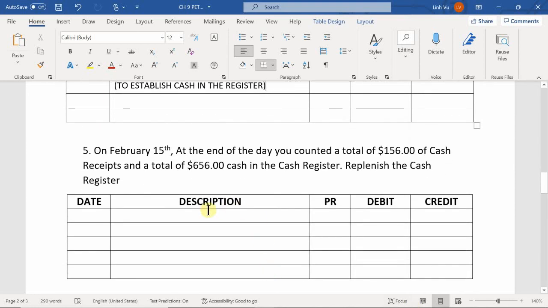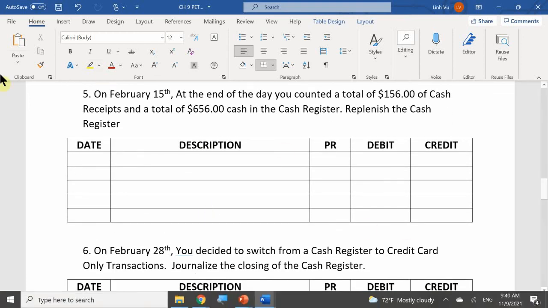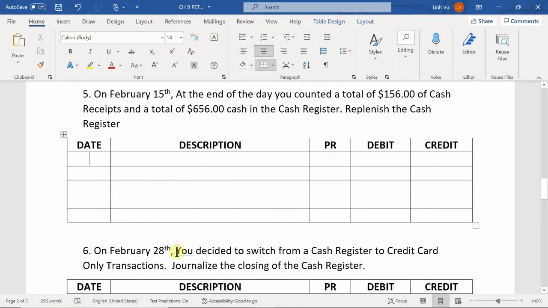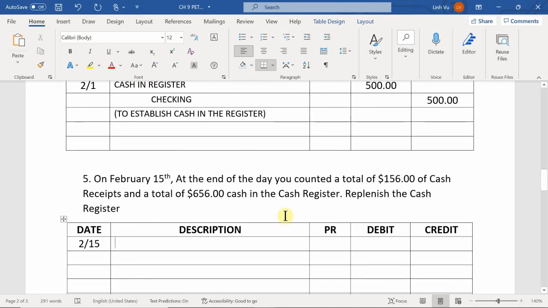Question 5 says, then on February 15, at the end of the day, you counted a total of $156 of cash receipts and a total of $656 of cash in the cash register. Replenish the cash register. In this case, this is a cash register. If we started the cash register with $500, why do we need to put more money in the cash register when we have $656? This is the context of a cash register.